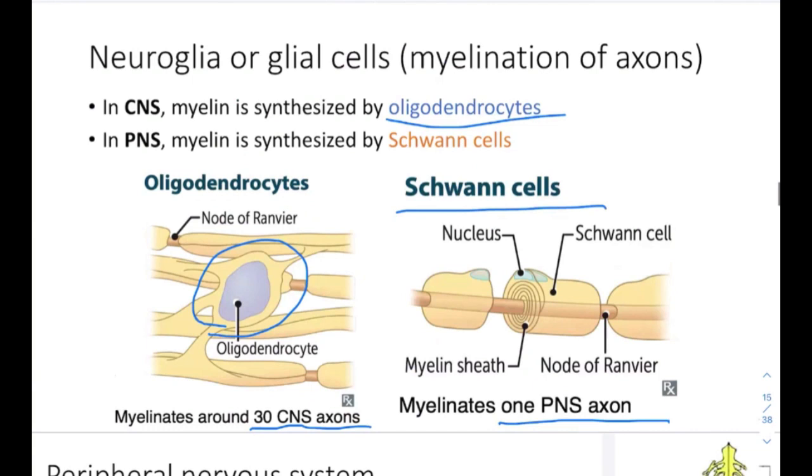And a good mnemonic to memorize this is COPS. So the C is the CNS, which is myelinated by the oligodendrocytes, and then the P is the peripheral nervous system, which is myelinated by the Schwann cells.